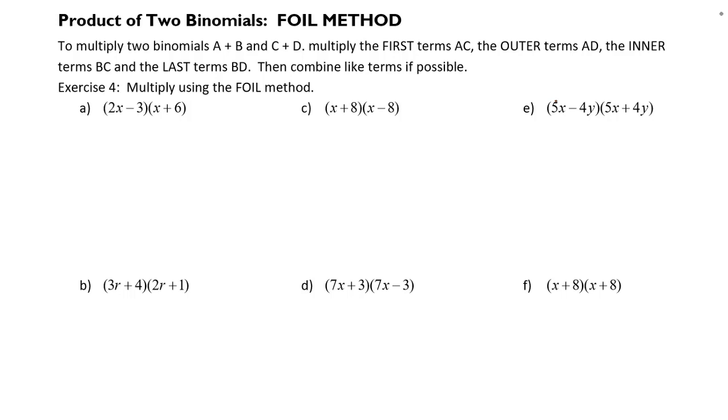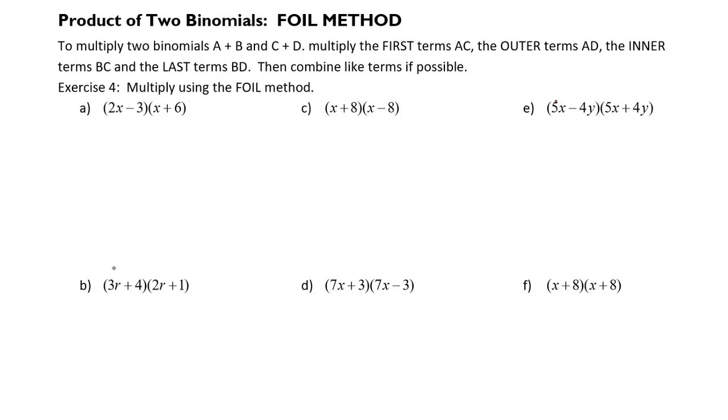As we continue to multiply polynomials, we're going to look at the product of two binomials, meaning two groupings with two terms in each. To multiply two binomials, a plus b and c plus d, multiply the first term ac, plus the outer term ad, plus the inner term bc, and the last term bd. If you're not following what that means, let me show you what I mean.